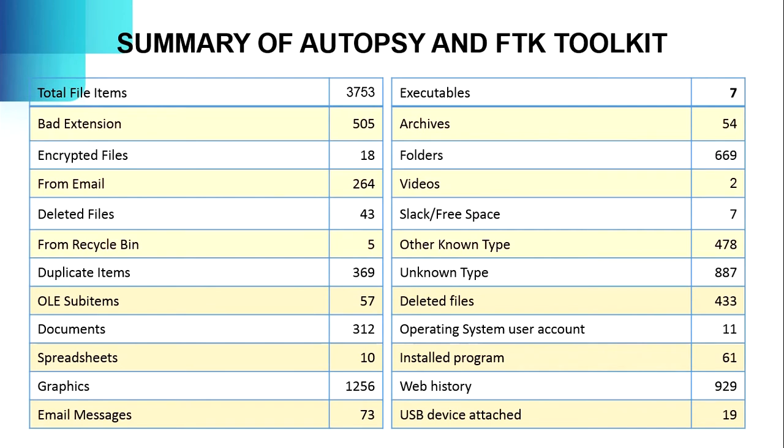Summary of Autopsy and FTK toolkits. There are a total of 3,753 files in the digital evidence. There are 505 bad extension files, 18 encrypted files, and 43 deleted files. We found 5 files in the recycle bin.